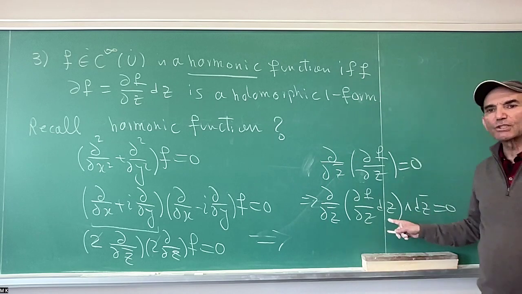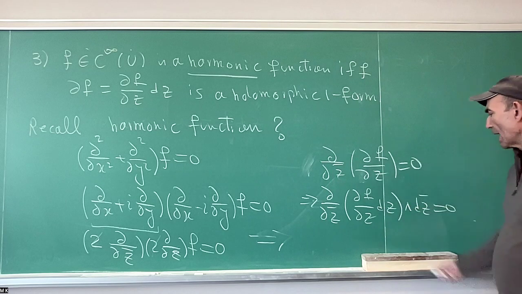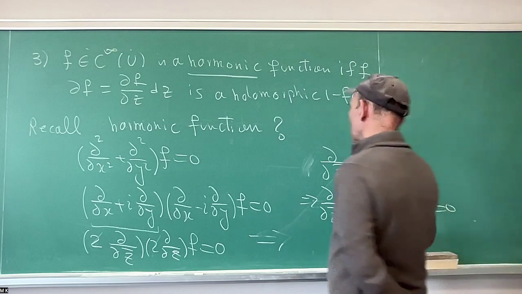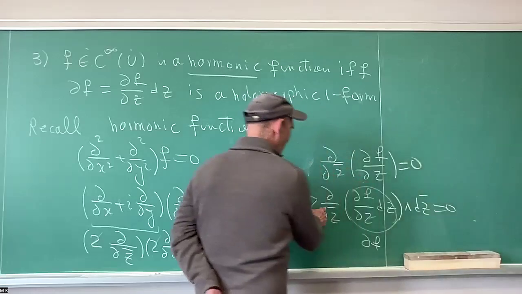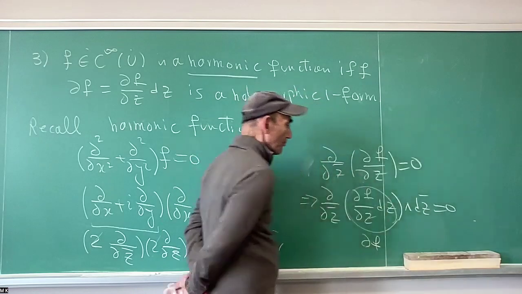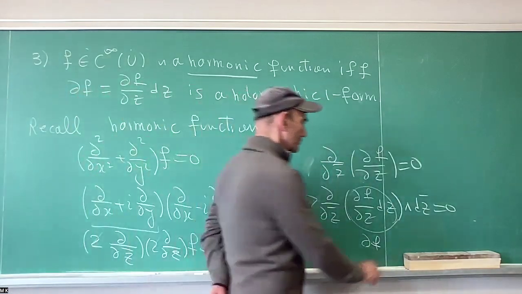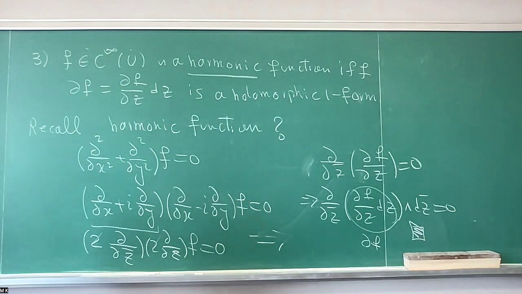I haven't done anything; I have just multiplied by this basis element, which is non-zero, so I just rewrote it in a different form. And if you think about it, this is just the (1,0) part of df. This is exactly the condition for this coefficient to be a holomorphic function. So this is a holomorphic one-form. That's the end of the story.